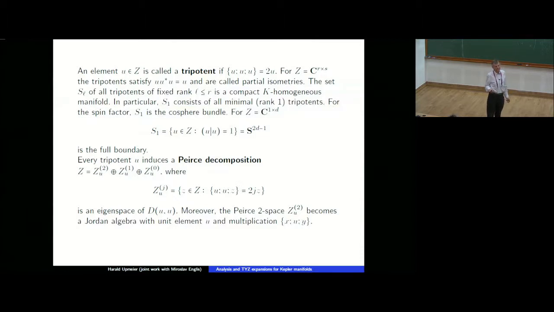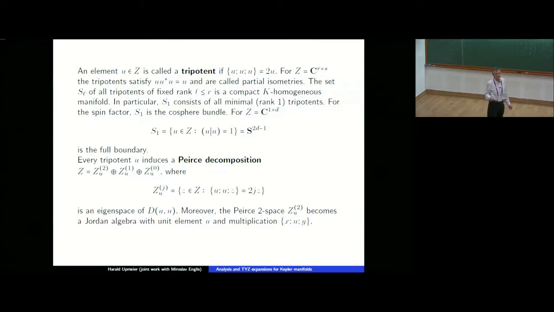That's the condition. These are called partial isometries. Every projection is a partial isometry, but not conversely. This is a triple concept. S sub L is the set of all tripotents of a fixed rank. Remember, I had S sub 1. These are all the minimal tripotents.